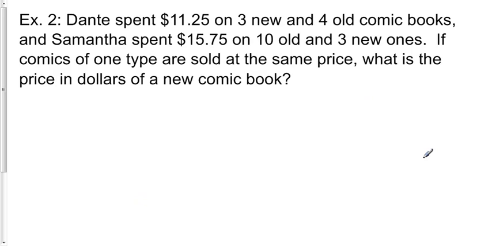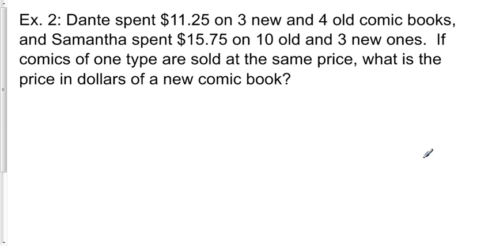Dante spent $11.25 on 3 new and 4 old comic books, and Samantha spent $15.75 on 10 old and 3 new ones. If comics of one type are sold at the same price, what is the price in dollars of a new comic book? So we have two equations here. We have one equation to represent how much Dante spent and another equation to represent how much Samantha spent. Those are the two equations that make up this system.